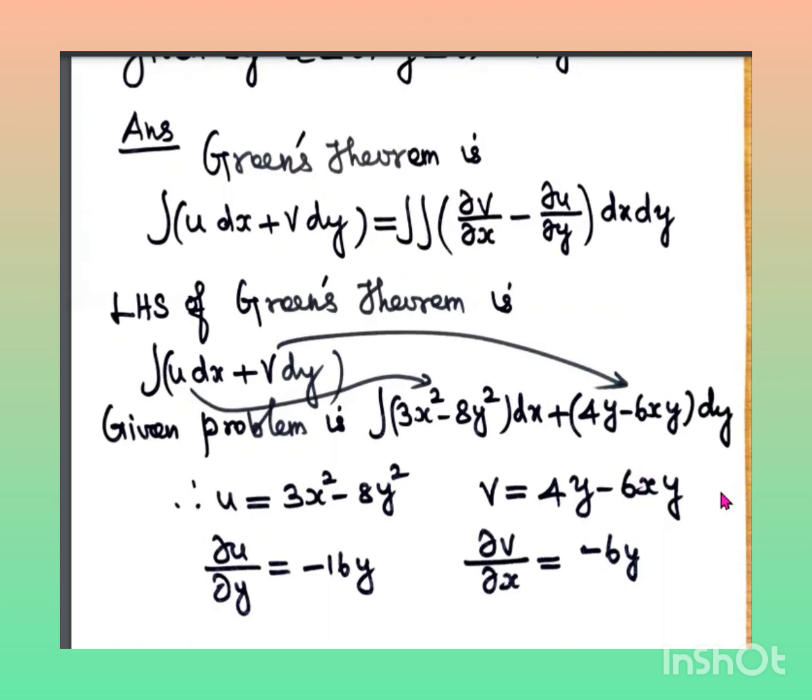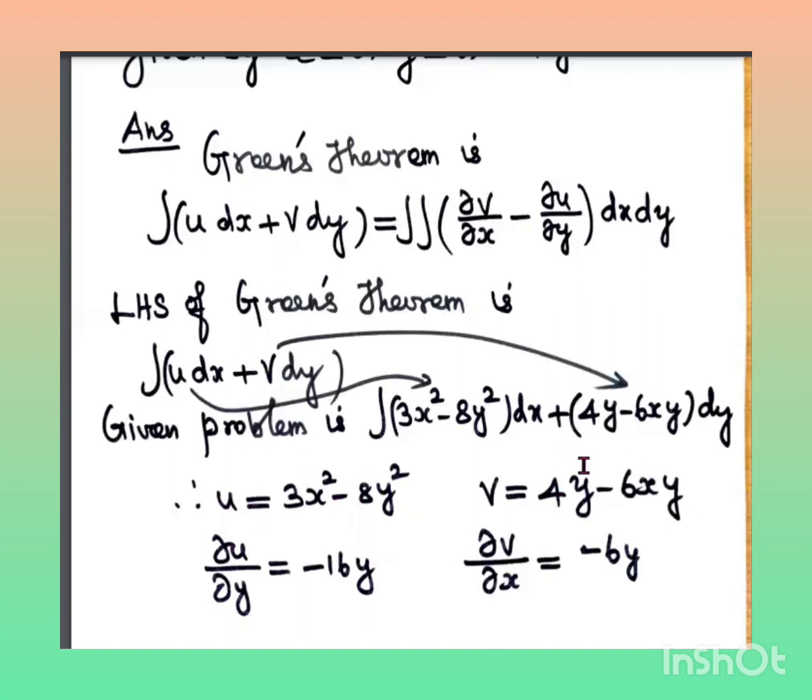You can compare with the given problem. u is 3x² − 8y², as I have shown with the arrow mark. So u is equal to 3x² − 8y². v is equal to 4y − 6xy. ∂u/∂y: only y you have to differentiate, in −8y². Differentiating y² gives 2y, and already there is −8, so ∂u/∂y is −16y.